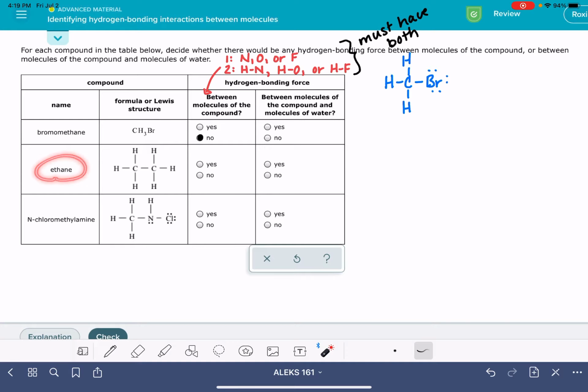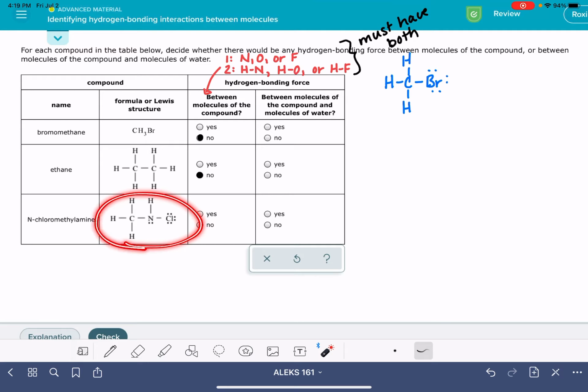Second example is ethane. Here's the Lewis structure for ethane. In order for 2 ethane molecules to hydrogen bond with each other, the molecule needs to have a nitrogen, an oxygen, or a fluorine, and this one does not. So this is also going to be a no.